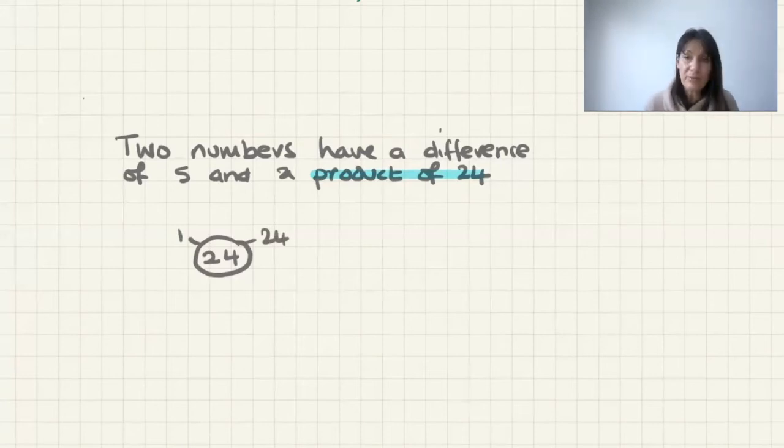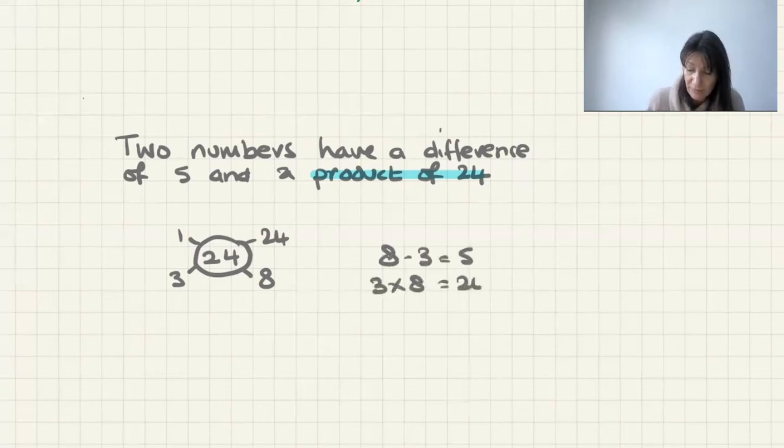I could work them all out, or I could start trying to narrow it down. So I could say, right, 3 times 8 is 24. I've actually gone straight to it by the looks of things, because if I do 8 take 3, I get my 5. And I already know that 3 times 8 equals 24 because I'm using the factors to help me. Okay, so if you worked it out to be 3 and 8 and you didn't do it my way, that's absolutely fine.